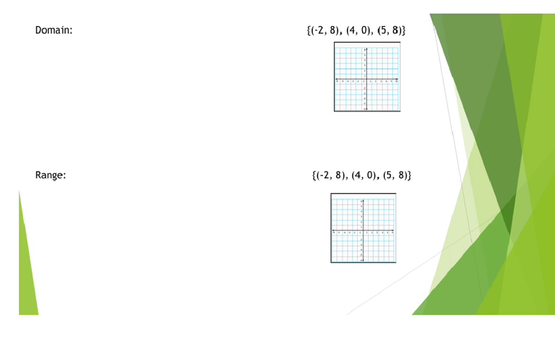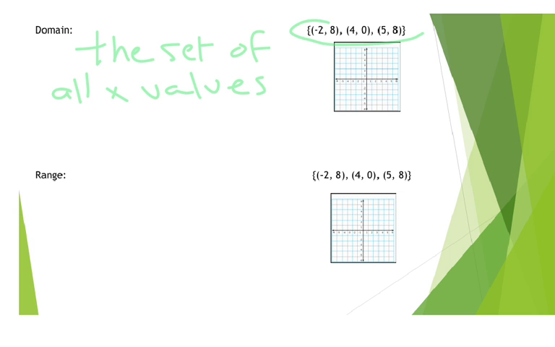When we're talking about domain, we're talking about the set of all x values. So if we were looking at the set of ordered pairs over here, where we have -2, 8, 4, 0, and 5, 8, our domain would be -2, 4, and 5. Domain is just the x values, and in every ordered pair, the x is coming first.